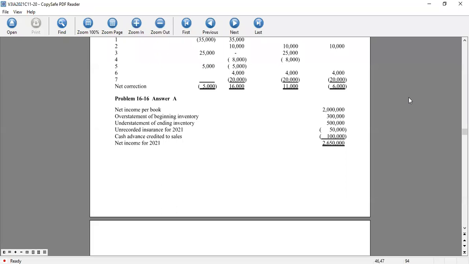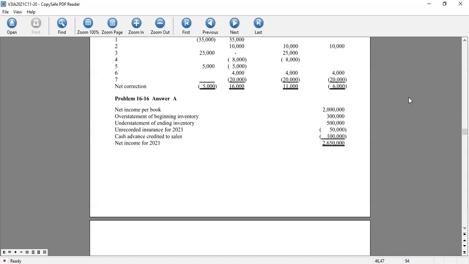2021? And question A is 2,650,000. Net income per book, then overstatement to beginning inventory, we have to add back to the net income. Overstatement to beginning inventory will likewise overstate cost of goods sold. So it decreases net income. That's why we have to add back.